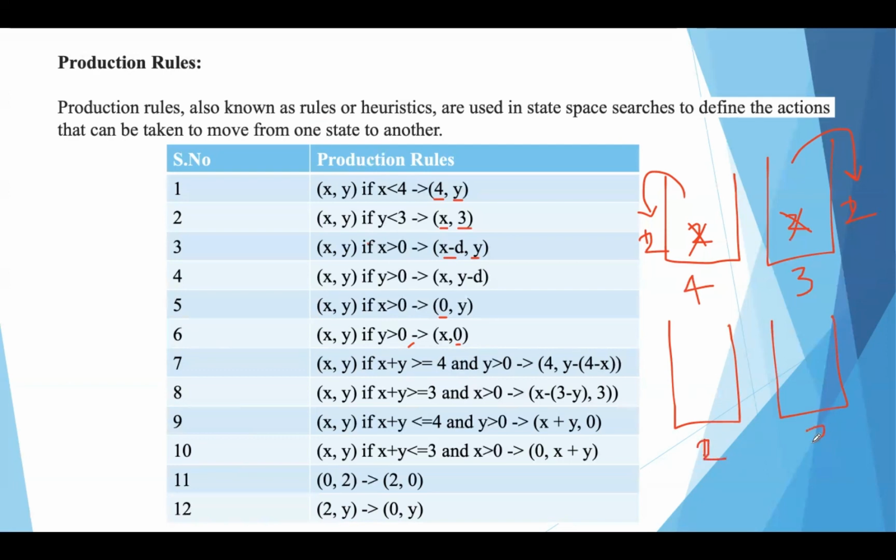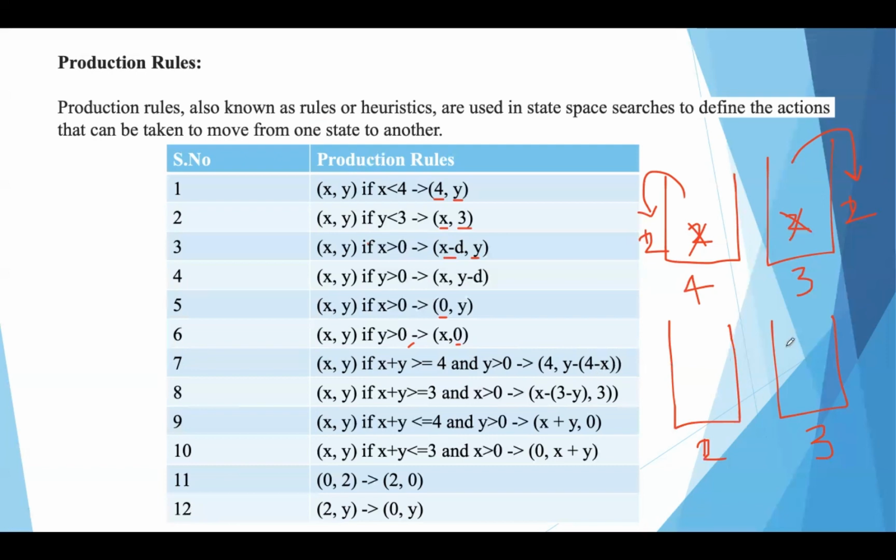And assume that this 4-liter jug is having 2 liters of water and this 3-liter jug is having 3 liters of water. So X plus Y means 2 plus 3. 2 plus 3 is 5, which is greater than or equal to 4. And Y value is 3, greater than 0. So in that case, pour water from 3-liter jug into 4-liter jug until 4-liter jug is full.